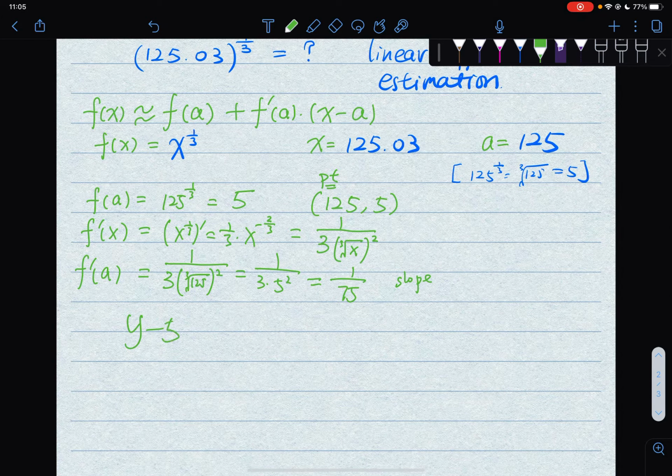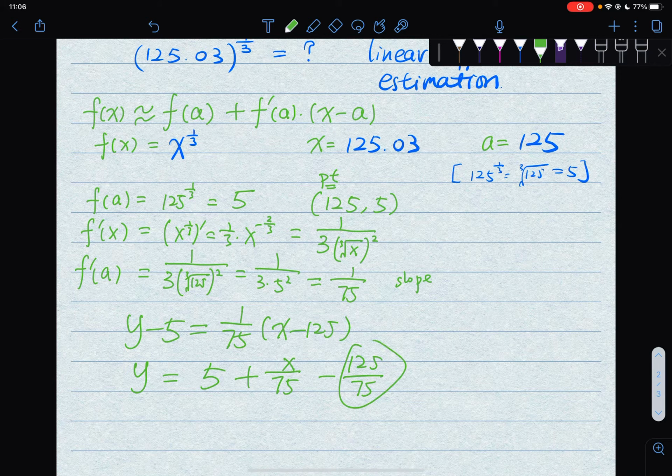It's y minus 5 equals 1/75 times (x minus 125). In other words, y is 5 plus x/75 minus 125/75. If you really want, you can simplify. It's 5/3 by dividing 25 on the top and bottom.